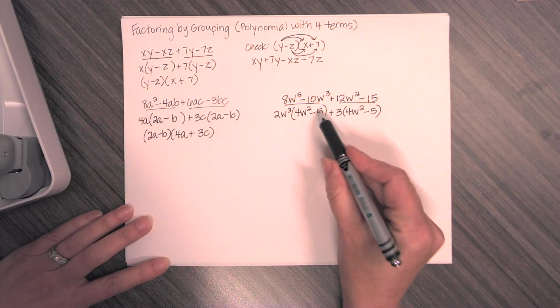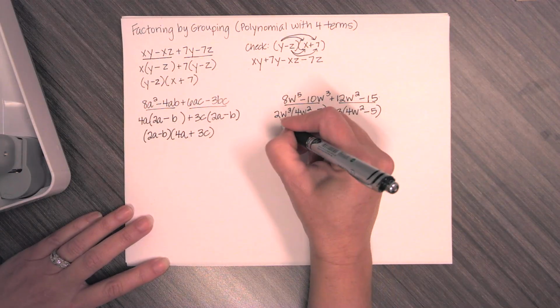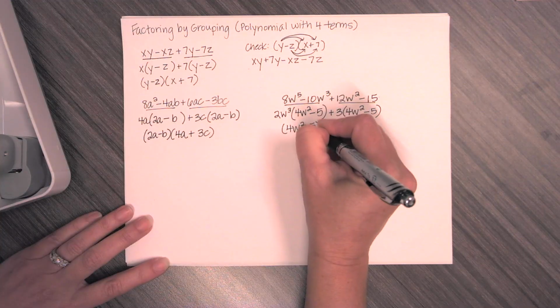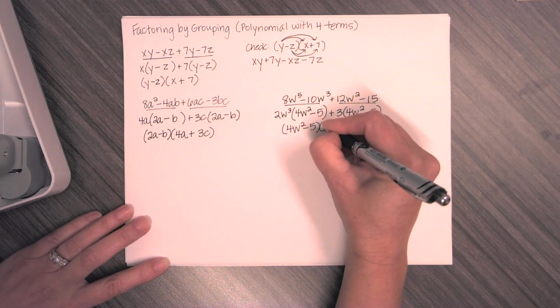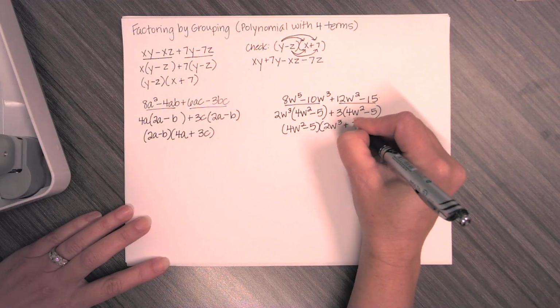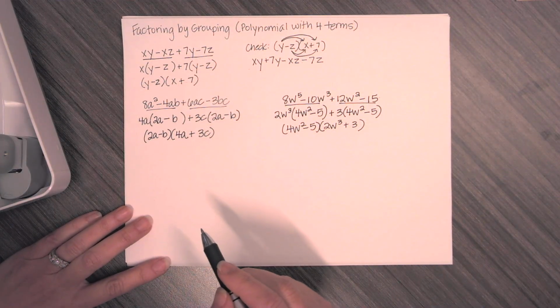Again, that's good. We know we're on the right track. We have the same binomial here and here. So we're going to factor out that binomial. And from the first group, that would leave 2w cubed. And from the last group, that would leave plus 3. And again, you could check that if you wanted to.